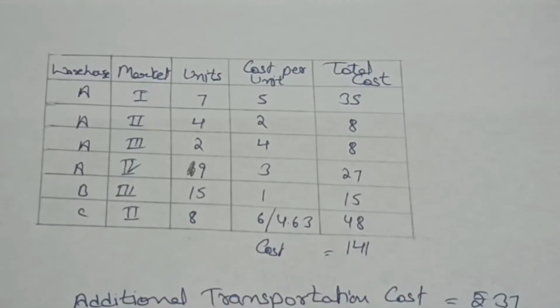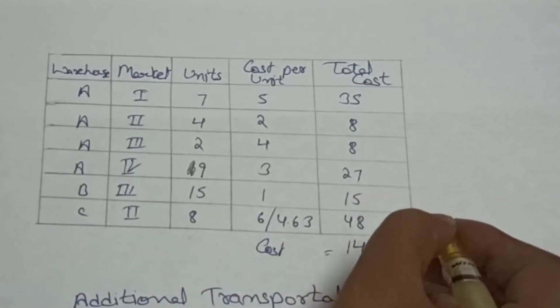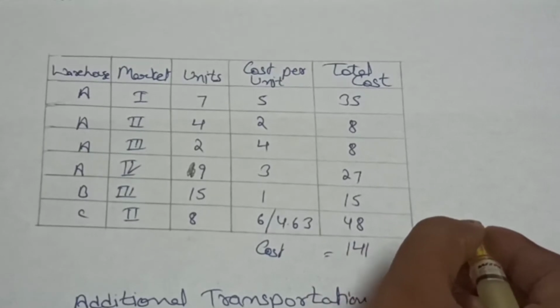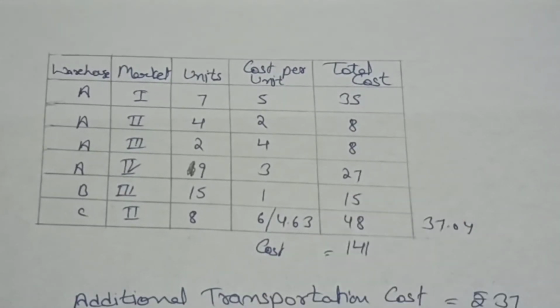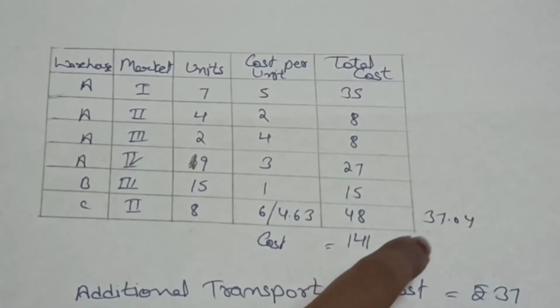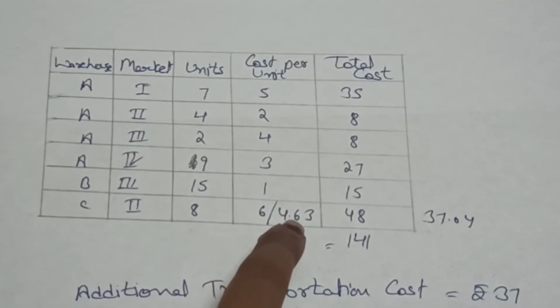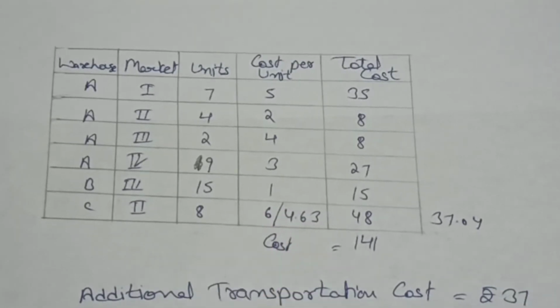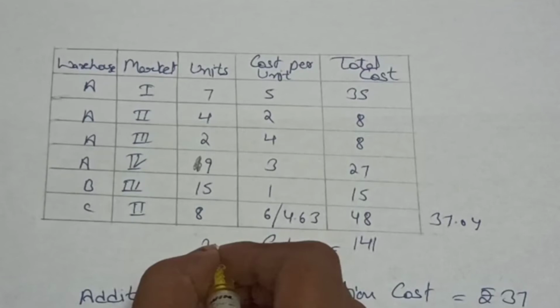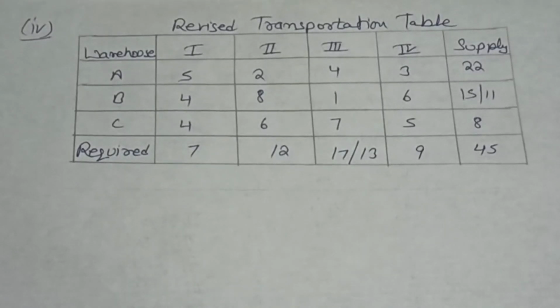Let's see. 8 into 4.63 is equal to 37.04. So if we deduct 37 from 141, then we will have 104, which is our minimum cost. So we have to reduce our cost by 4.63. So our cost should be 3.37, not this 6.